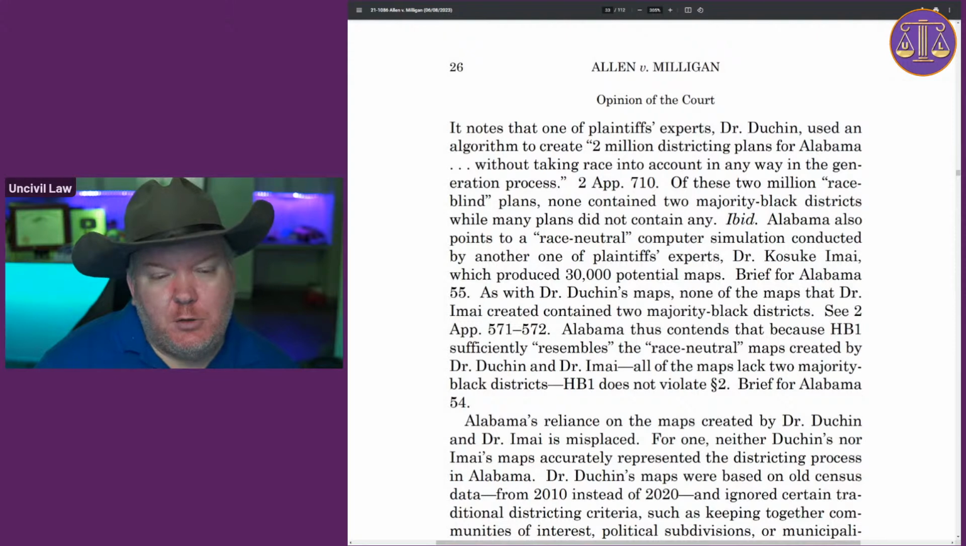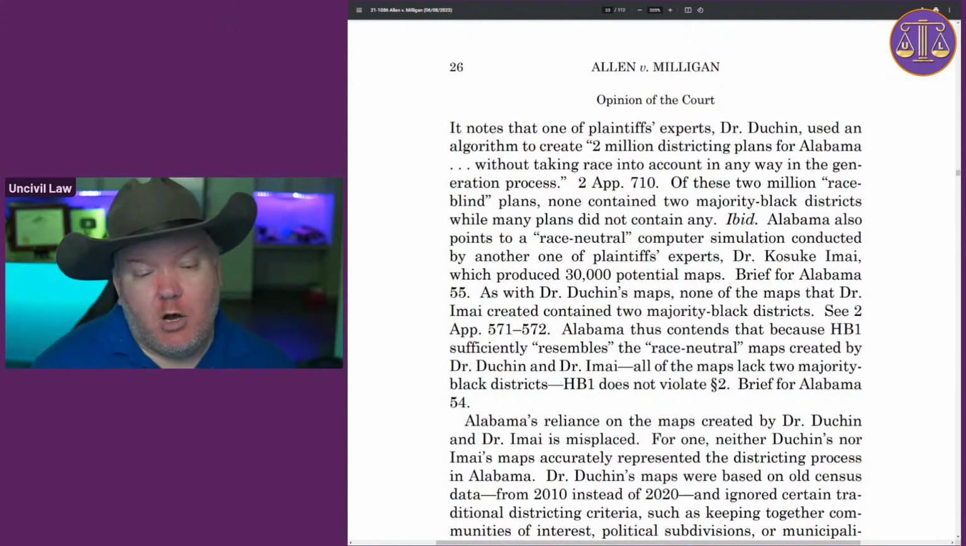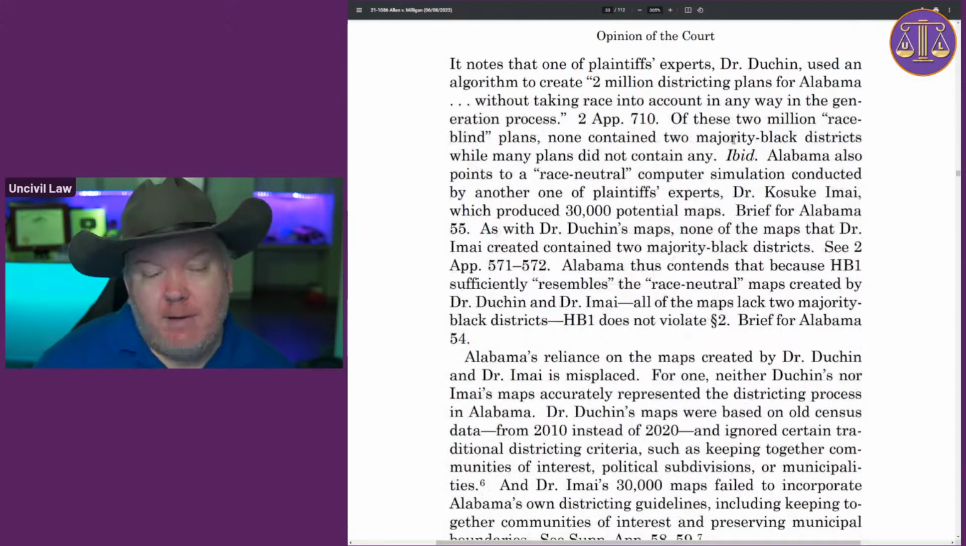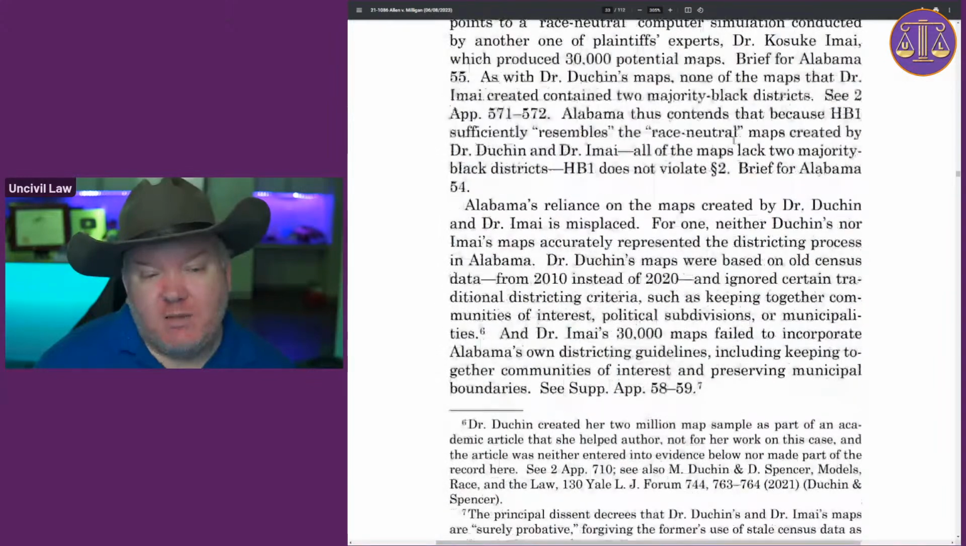Alabama also points to a race-neutral computer simulation conducted by another expert, which produced 30,000 maps. As with the first expert's maps, none of the maps he created contain 2 majority-black districts. Alabama thus contends that because the law sufficiently resembles race-neutral maps created by those experts, all lacking 2 majority-black districts, the law does not violate the relevant section.